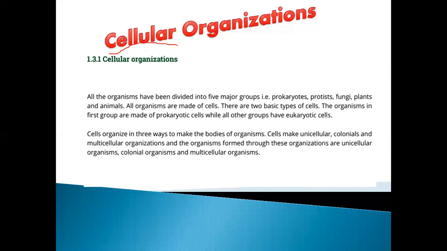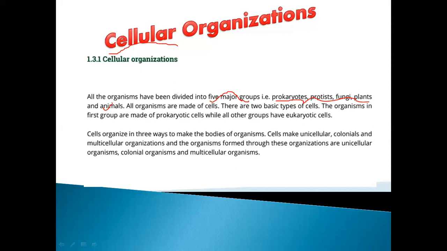If you see in your book cellular organizations, you will see all the organisms have been divided into 5 major groups. If you see all around you, you find lots of different organisms present around you. Some you can see and some you cannot see. So all the living organisms which live on the earth, scientists have divided them into 5 major groups. These 5 major groups are prokaryotes, protists, fungi, plants, and animals. And we will see them later on in the next slide.